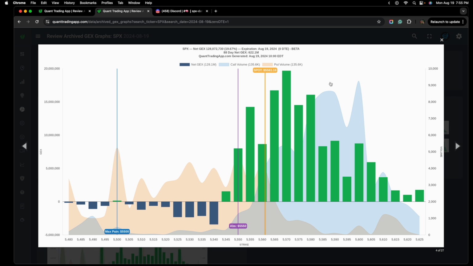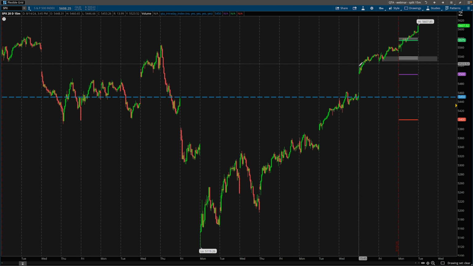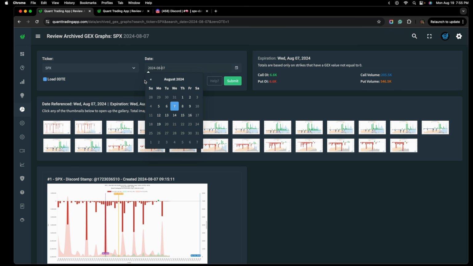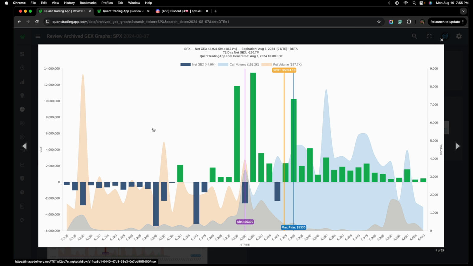Someone has asked the question regarding what happens on a day when things don't really go according to plan. If we were to zoom out here and take a day like this, for example, this was Wednesday of a couple weeks ago. So this is the 7th of August, in which we can see the market ended up selling off here. A major advantage of Quant Trading App is there are these archived GEX graphs here in which you can select different dates. You can load the 0 DTE, and there's certain instruments that are cached within Quant Trading App. This is the gamma exposure here. So let's just jump to our 10 a.m.